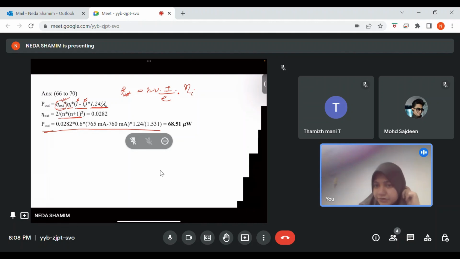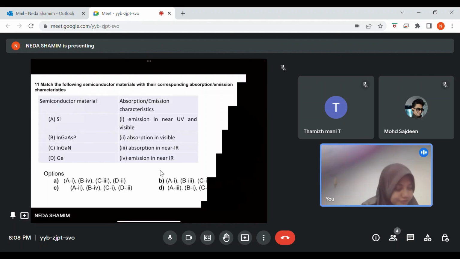So I've told you how to find out the output power dependent on the internal quantum efficiency, external quantum efficiency, how much current is getting used up in this, and how much energy of photon is being emitted. Okay, so that's how you find the output power. Now let's move on to the next question.